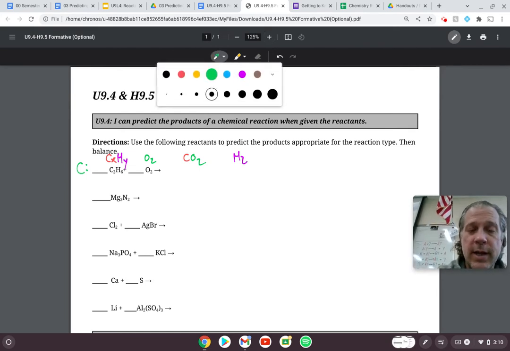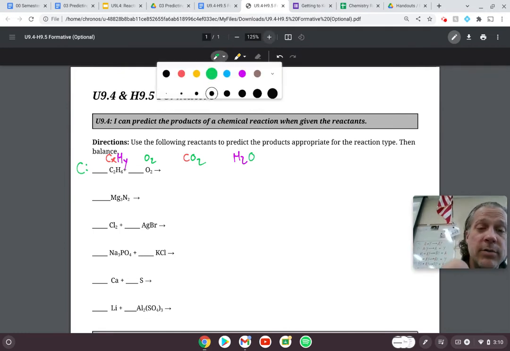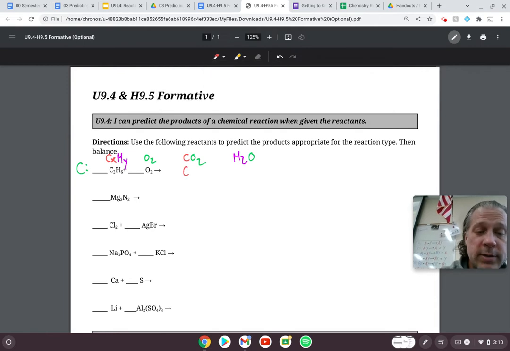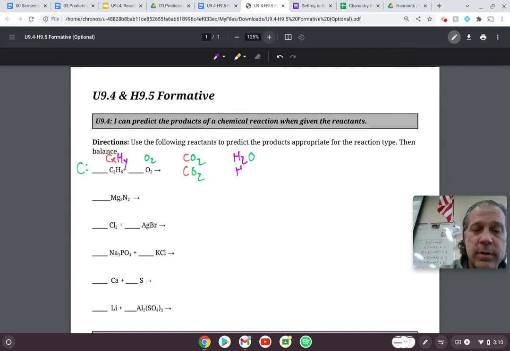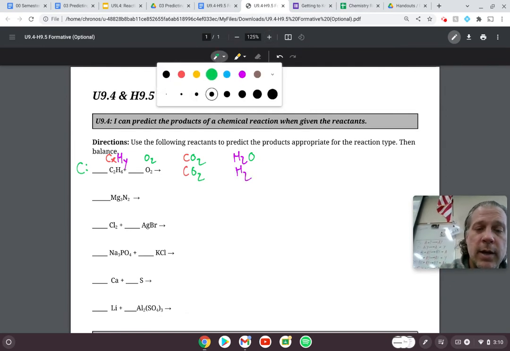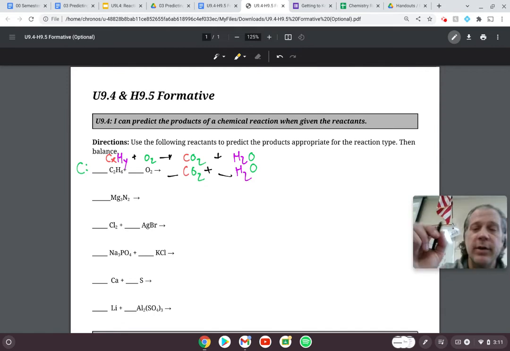So there's really not a lot I have to do here. There's really no charges to check and crisscross down. So I'm just going to copy down CO2 for my products and H2O for my products. And all that's left to do now is to simply balance. So we'll go ahead and balance this.